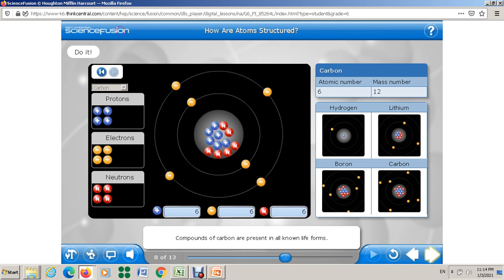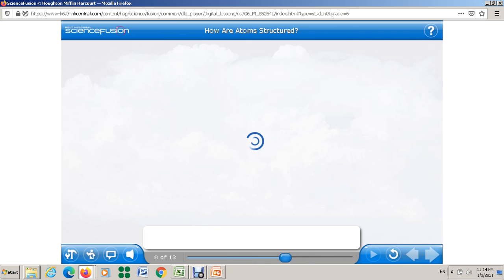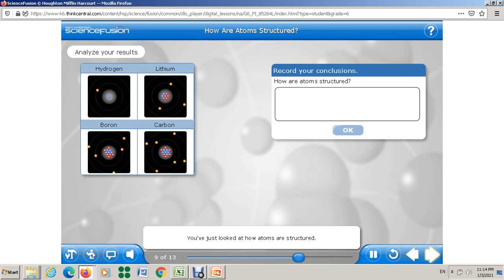Okay, let's see. You've just looked at how atoms are structured. What can you say about the number of protons and electrons in an atom? What can you say about the electric charge of an atom? Type your answers in the box and then click OK. Use your own words, but I'm going to remind you the number of protons is equal to the number of electrons, so they will cancel each other. The positive charge will cancel the negative charge, so the overall charge of the atom is 0, right?